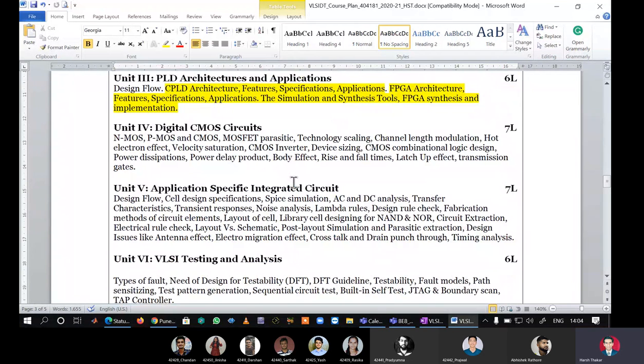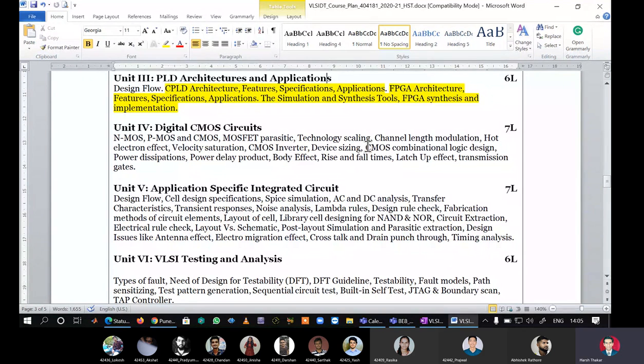That is NMOS, PMOS and CMOS, the basics, which you must have studied in second year, but we will see it from a different perspective. Then we have MOSFET parasitics, technology scaling, about which we have been repeatedly talking about even in our PPTs, introduction to VLSI field. There is CLM, channel length modulation. I know that you have studied CLM in your second year. Hot electron effect, velocity saturation, CMOS inverter in detail, not the circuit diagram, but deriving the VI characteristics of a CMOS. Basically transfer characteristics, also called VTC, voltage transfer curve.